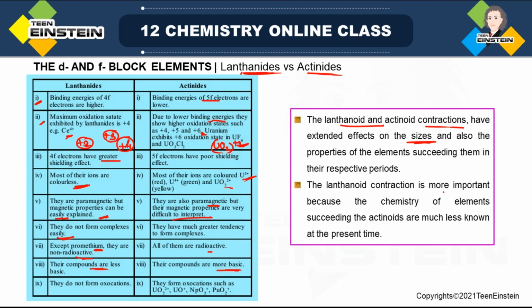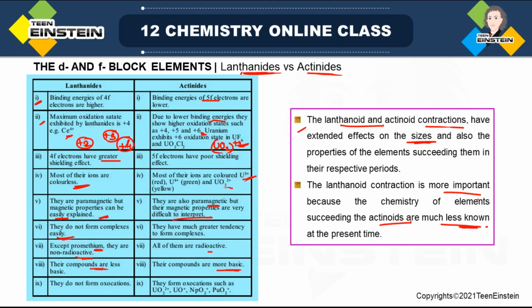Lanthanide contraction is more important compared to actinoid contraction because the chemistry of elements succeeding the actinoids is much less known at the present time. So the first point is saying that in both cases there is contraction, and that is why for the post elements there is an effect. But the post elements of actinoids are not much known.